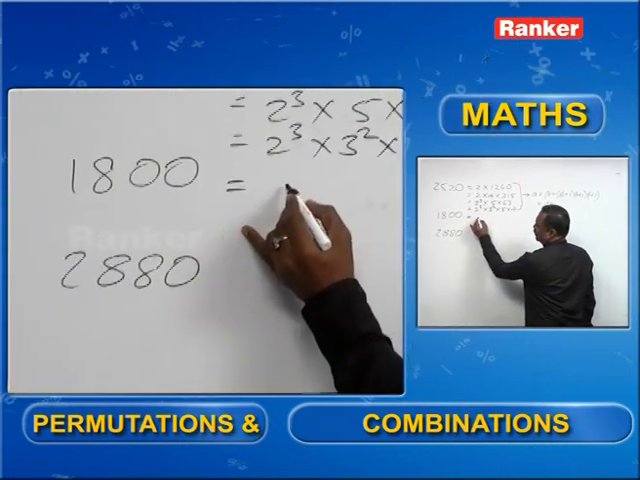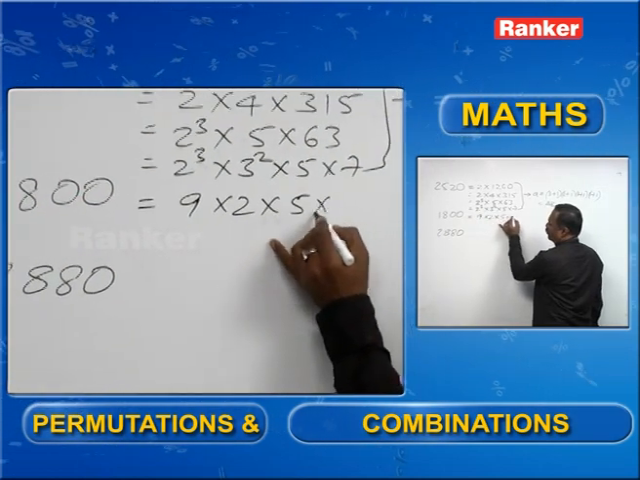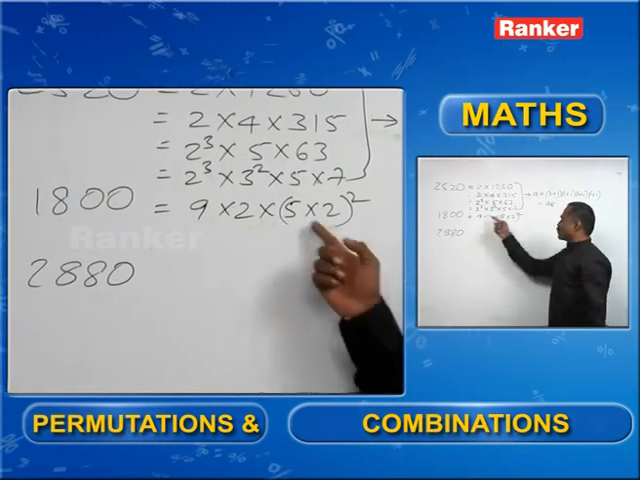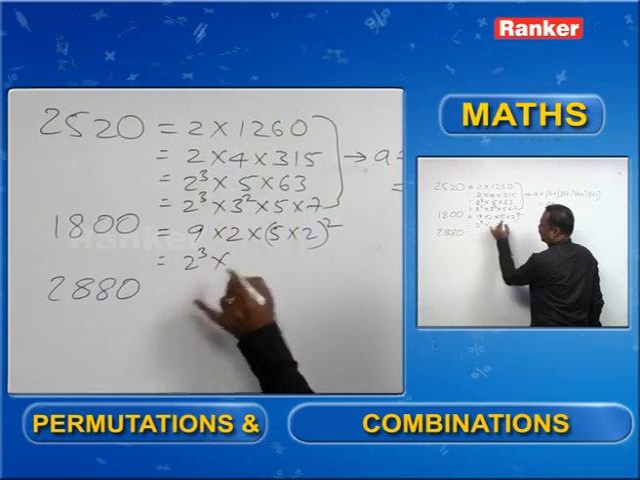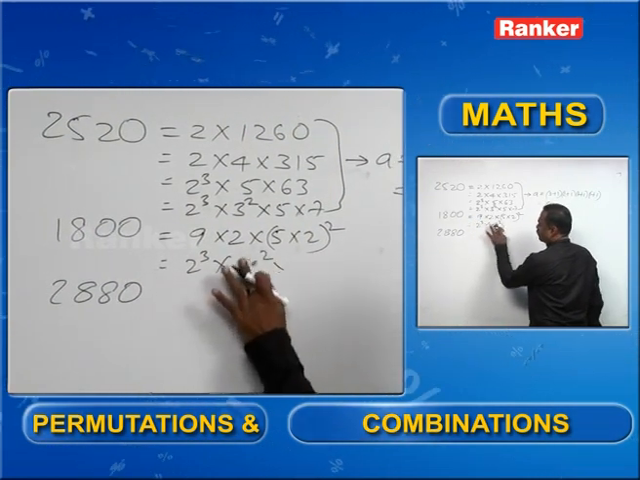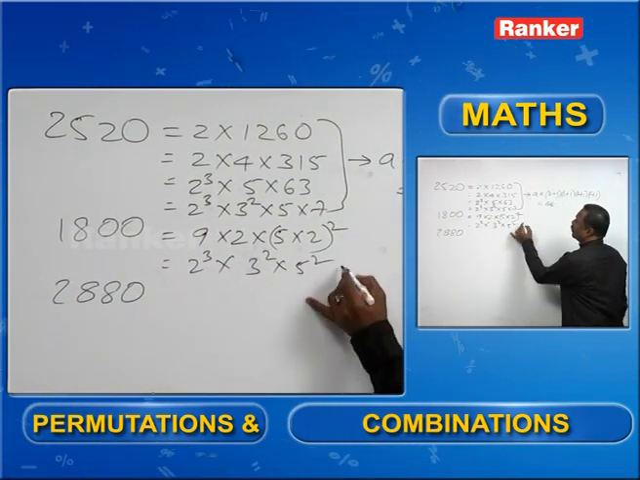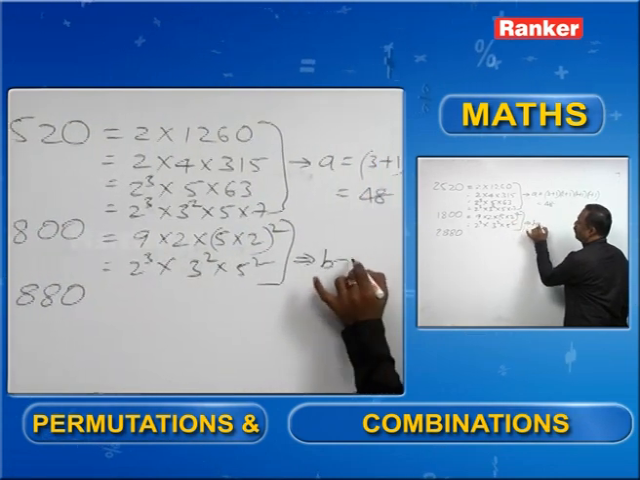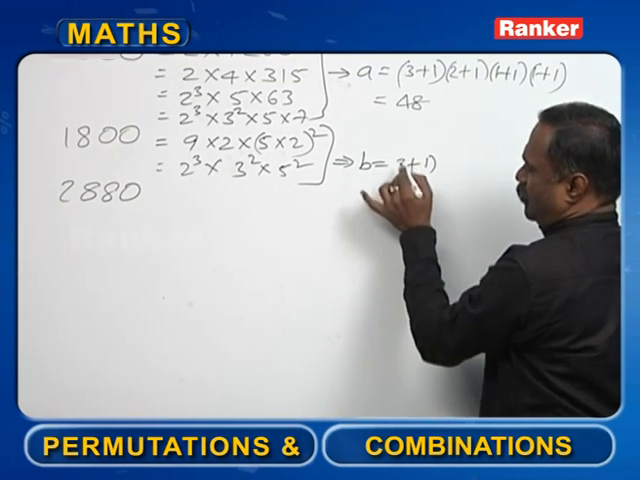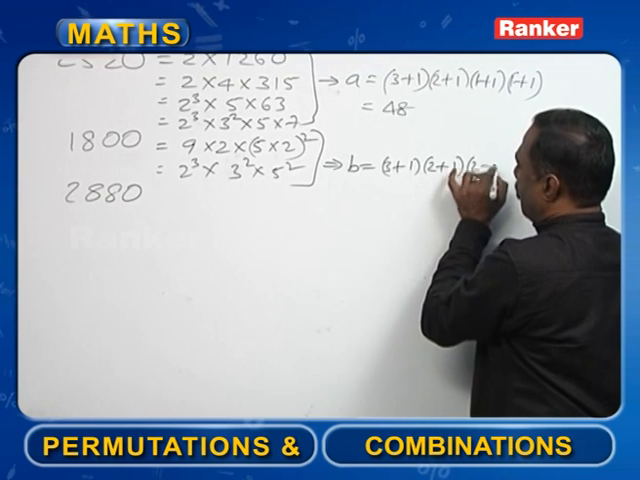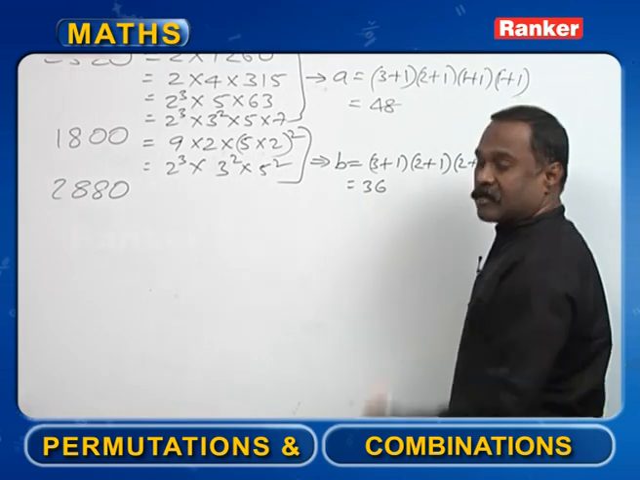Now, similarly, here it is 9 into 2 into 5 into 2 whole square, I can say, that is 10 square. Now, 2 square is here, and one more 2 is here, 2 cube is here, and it is 5 square. And you have 9 there, 3 square, and it is 5 square. So, this implies that B is equal to 3 plus 1 into 2 plus 1 into 2 plus 1, which is nothing but 4 into 3, 12, 12 into 3, 36.